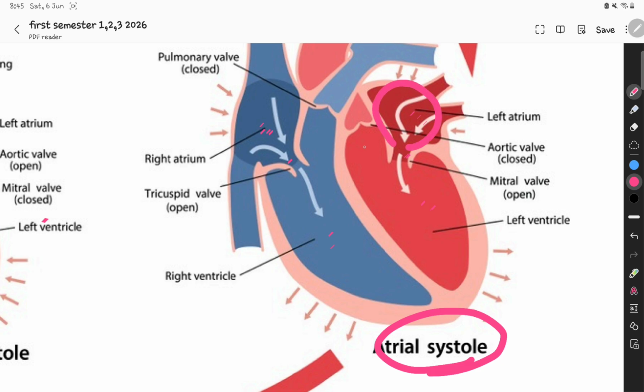When the upper chambers of your heart contract, which is triggered by the SA node sending the signal to the wall of the atria, the AV valves will open and the blood will go directly from the atria to the ventricles, from the upper chambers of your heart to the lower chambers. This lasts for about 0.1 of a second. In this phase, the AV valves open and the SL valves are already closed.